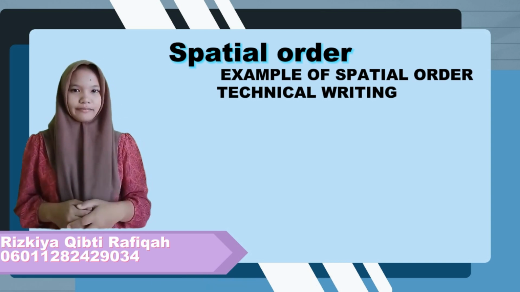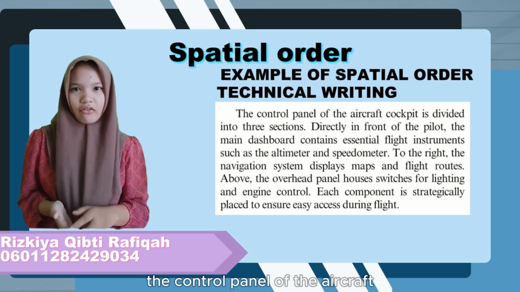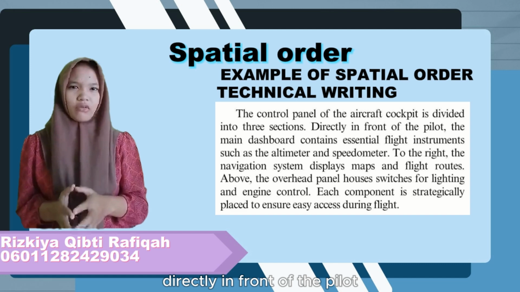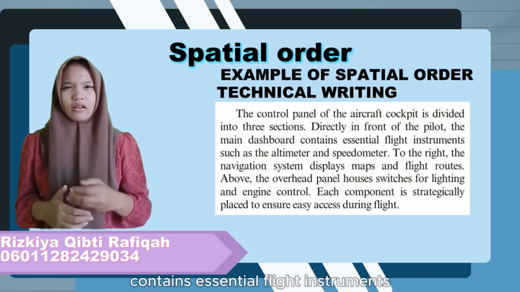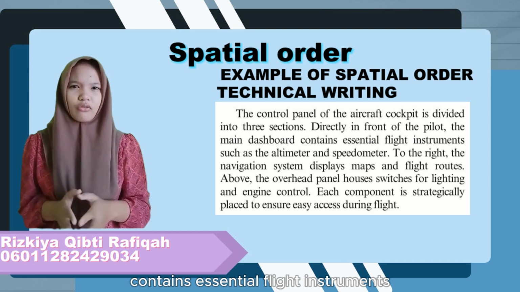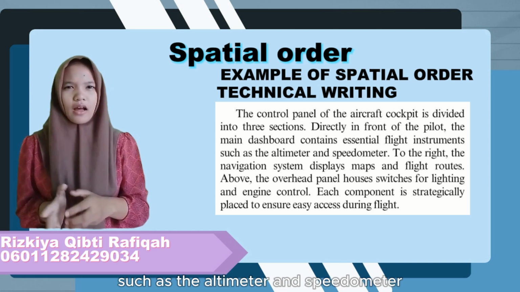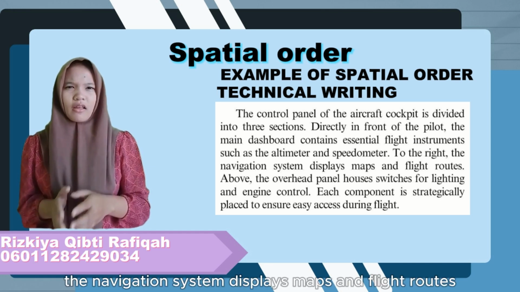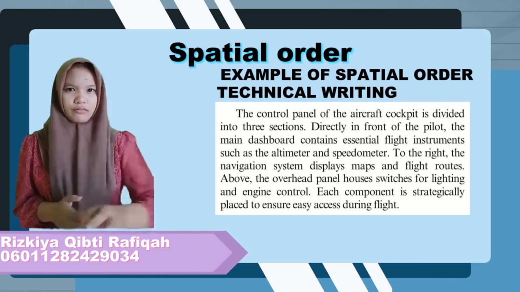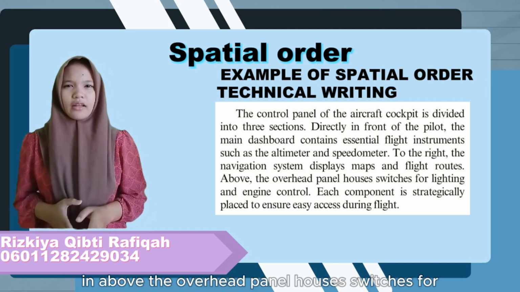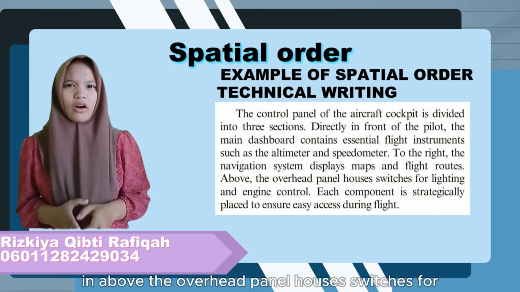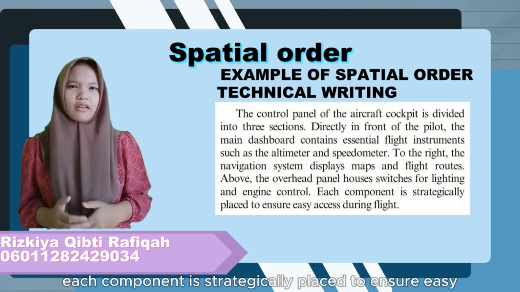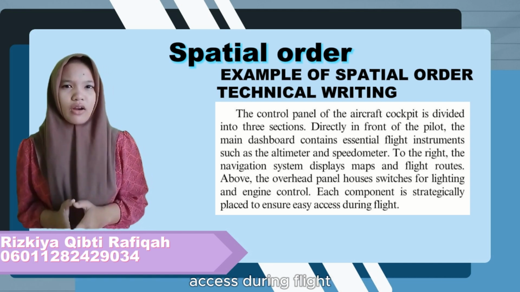Let's take a look. The control panel of the aircraft cockpit is divided into three sections. Directly in front of the pilot, the main dashboard contains essential flight instruments such as the altimeter and speedometer. To the right, the navigation system displays maps and flight routes. And above, the overhead panel houses switches for lighting and engine control. Each component is strategically placed to ensure easy access during flight.